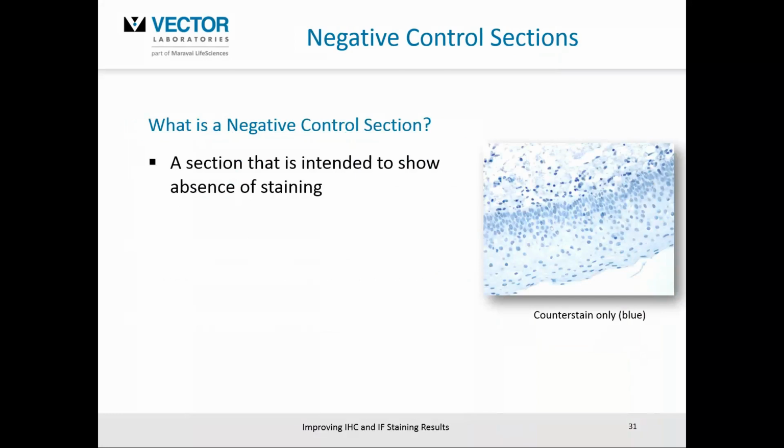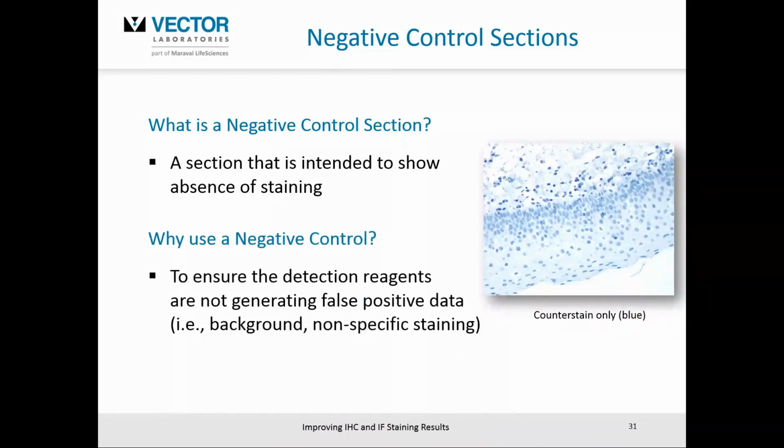Okay, let's move on quickly to negative control sections. Obviously, a negative control is a section that's intended to show an absence of staining. I've shown that over here with this stain, just showing a blue hematoxylin nuclear stain. The reason for implementing a negative control in your assay is to ensure the detection reagents, which include the primary antibody, are not generating any false positive staining that you're going to then report as being where your specific target antigen is being expressed.